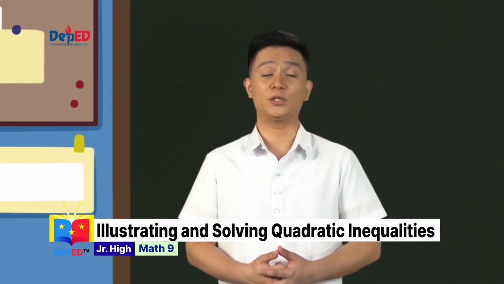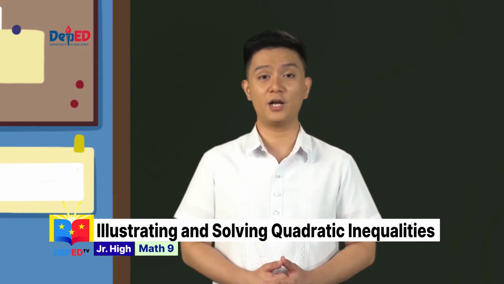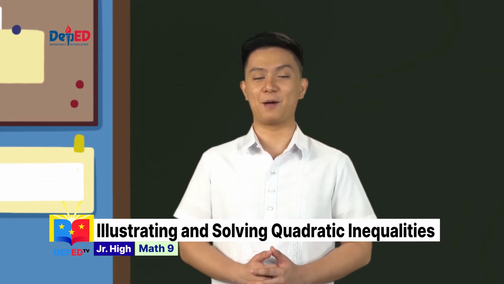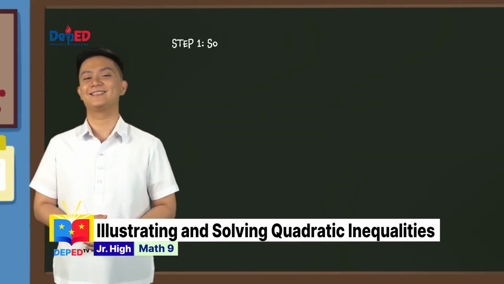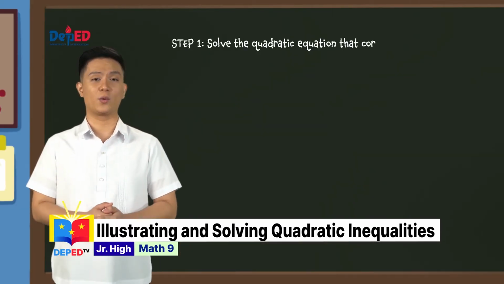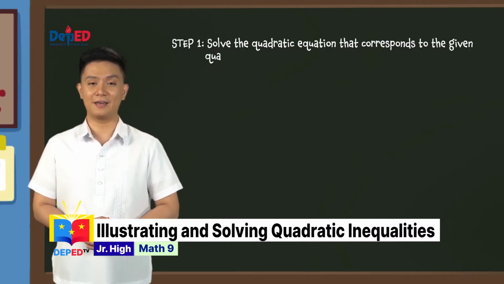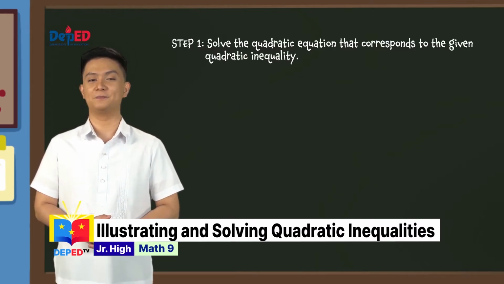How do we solve quadratic inequalities in one variable? Here are the steps. Step 1. Solve the quadratic equation that corresponds to the given quadratic inequality.